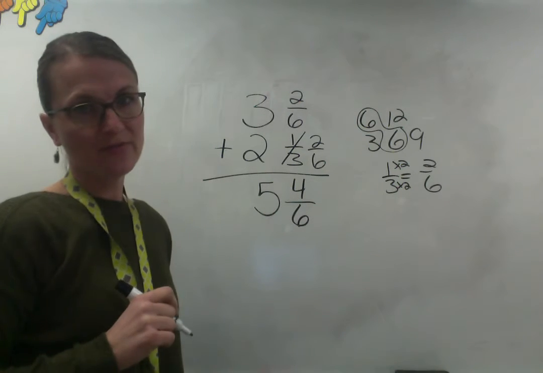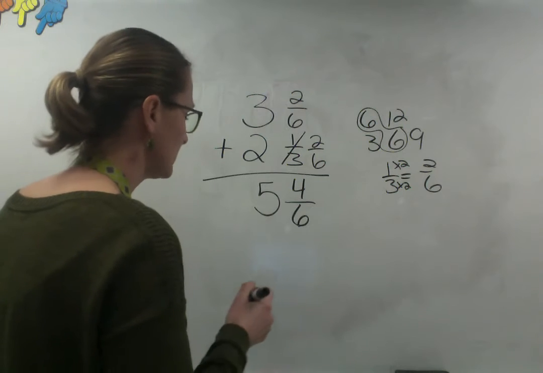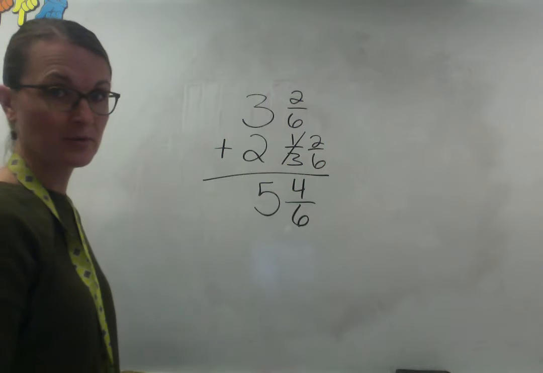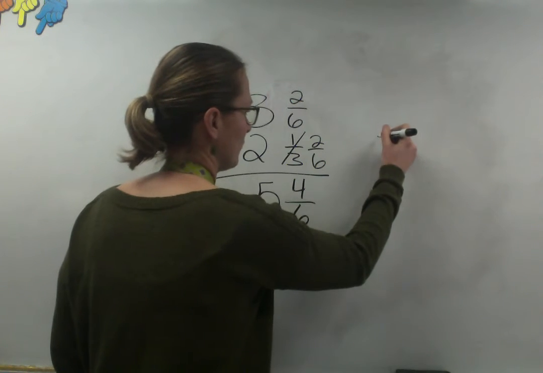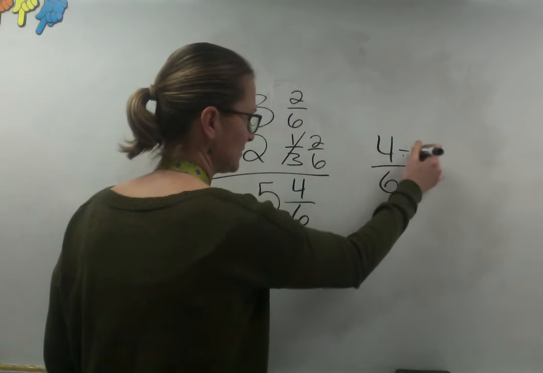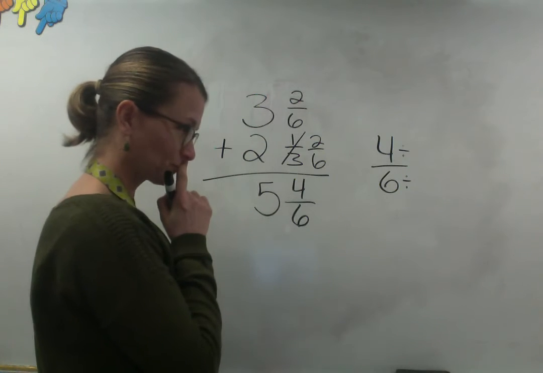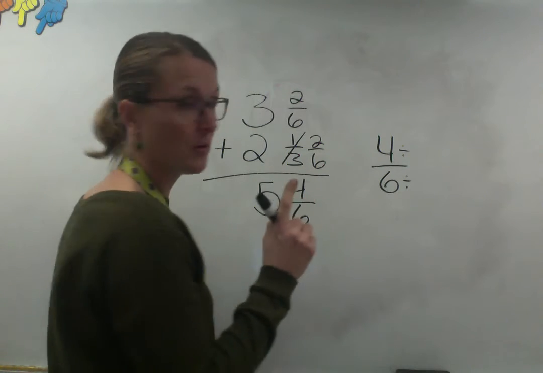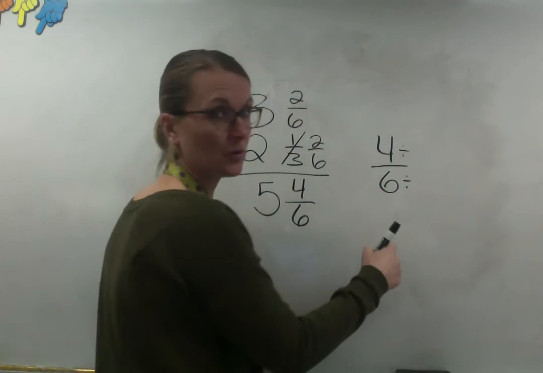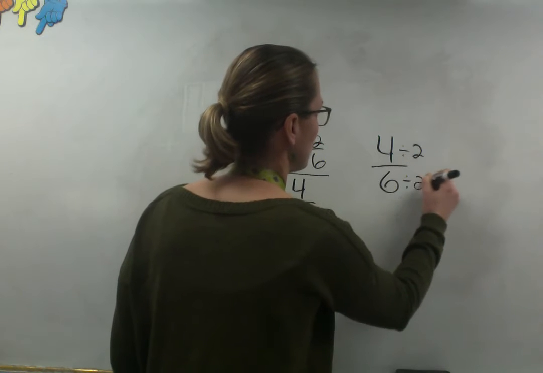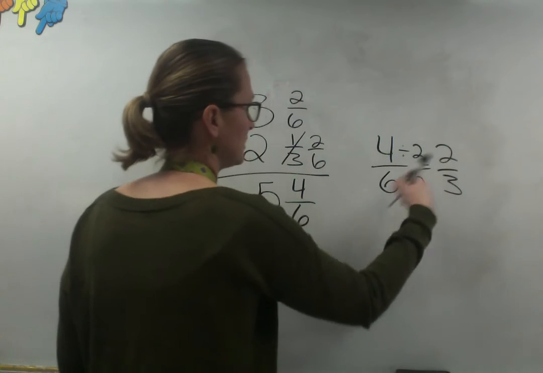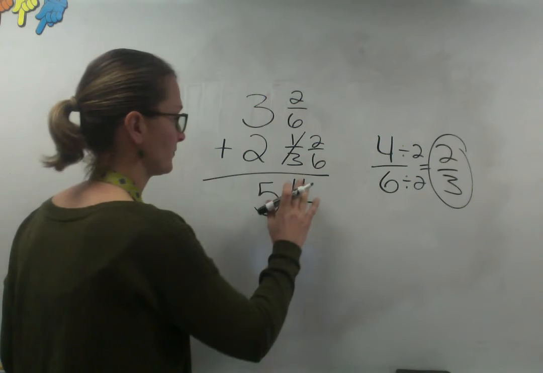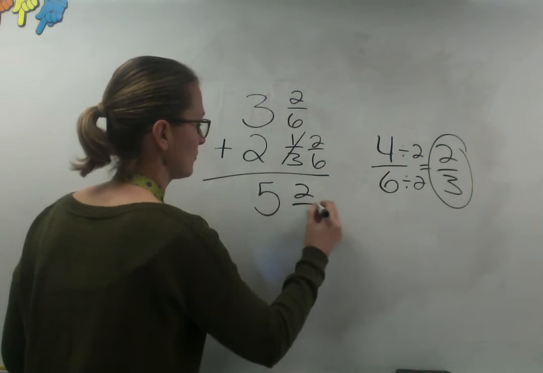But I do always have to make sure my answer is in simplest form. So I do have to check my fraction and see if I can make 4/6 using smaller numbers. So for simplest form, I find my answer and I say, is there a number I can divide both 4 and 6 by? I could list out the factors of 4 and 6, but because I know my times tables, I know they can both be divided by 2, because 2 times 2 is 4 and 2 times 3 is 6. So if I divide them both by 2, I'm going to get 2/3. So 4/6 is the same thing as 2/3. So this answer in simplest form is 5 2/3.